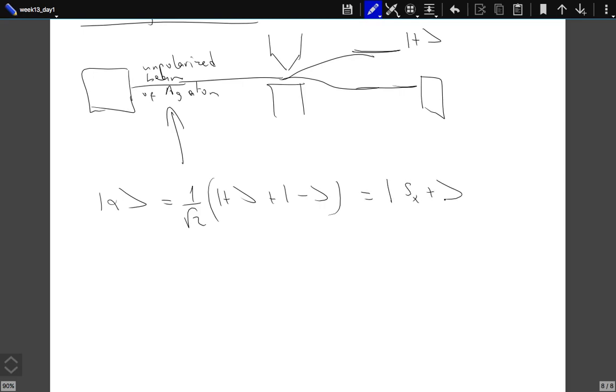So if I put a Stern-Gerlach apparatus which has a magnetic field aligned in the x direction, it will not split my beam into two. Because all of them will just move in the Sx plus direction. None of them will move in the Sx minus direction.